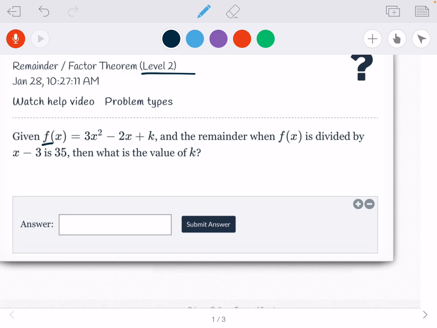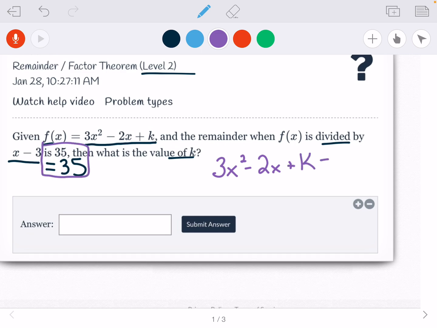So given f of x is 3x squared minus 2x plus k, and the remainder when f of x is divided by x minus 3 is 35. This time they're giving you the remainder and asking for the value of k. So you set up the problem first. I bring over my f of x, 3x squared minus 2x plus k, and that has to equal 35. I'm solving for k.